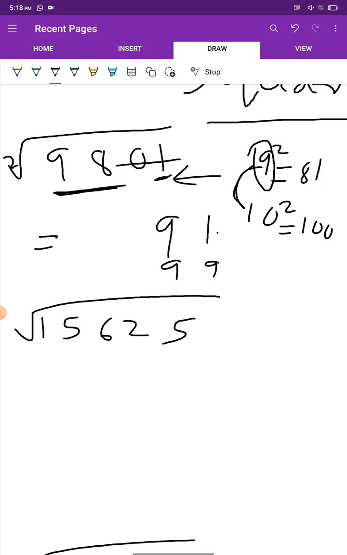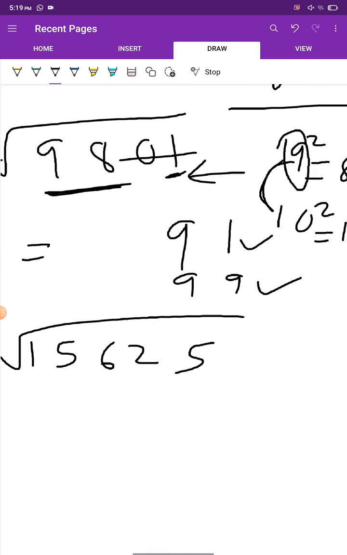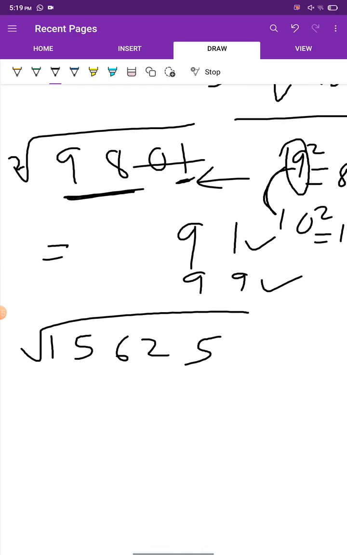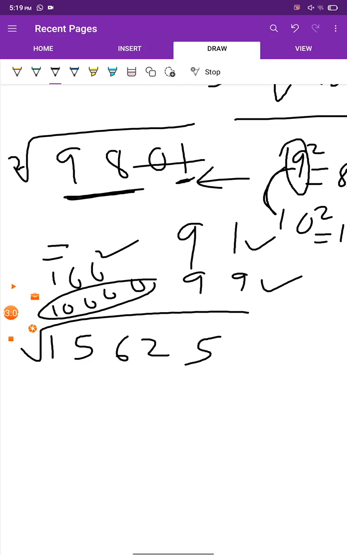So either it could be 91 square or it could be 99 square. As we know, 100 multiplied by 100 is 10,000. As 9801 is nearer to 10,000, it could be the square of 99. So our answer is 99. The square root of 9801 is 99, and this is our final answer.